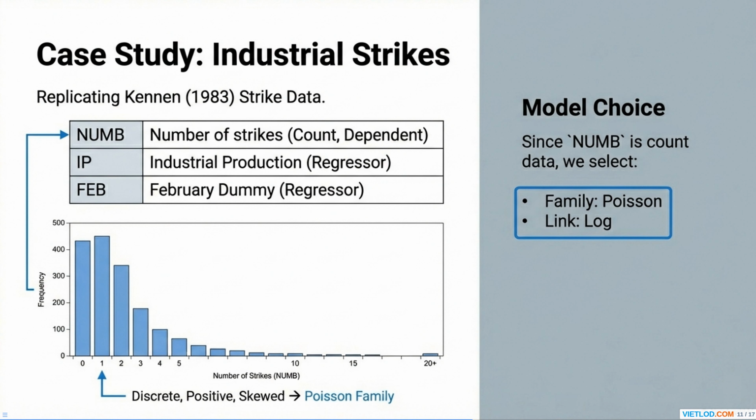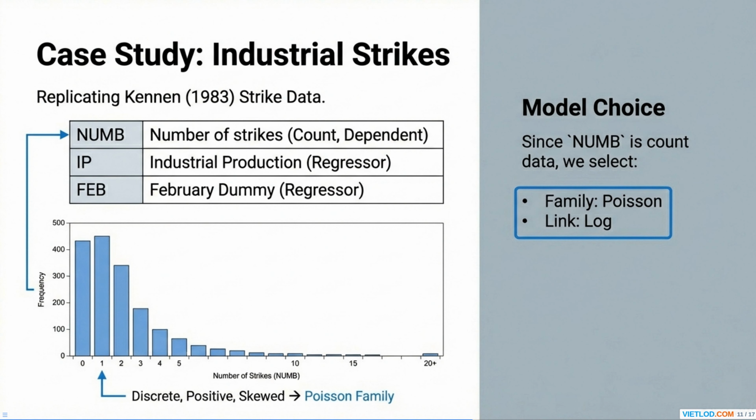To make this practical, we'll replicate a classic study by Kennan from 1983 on industrial strikes. Our goal is to model the number of strikes. The dependent variable is num, which is the count of strikes. This is a discrete, non-negative integer, making it a perfect candidate for a count data model. Our regressors are IP, which stands for industrial production, and Feb, a dummy variable for the month of February.